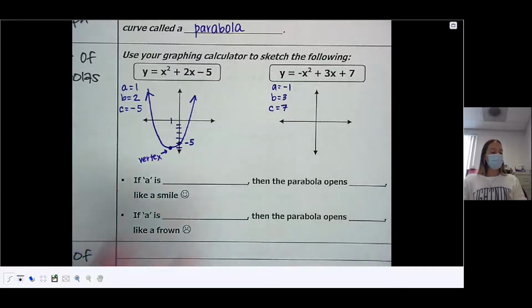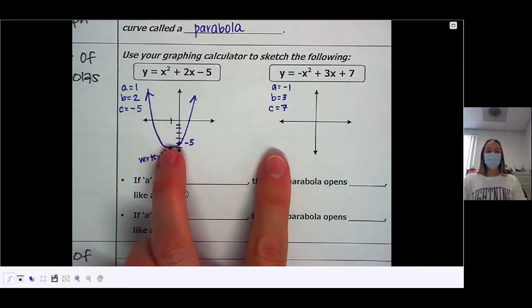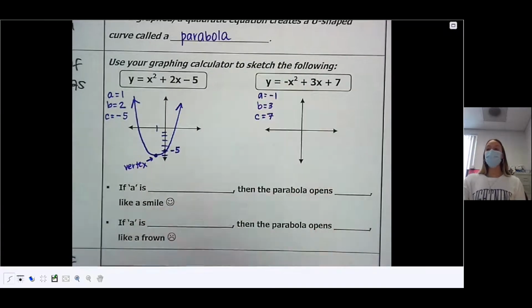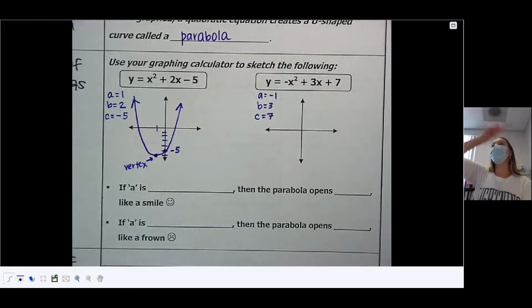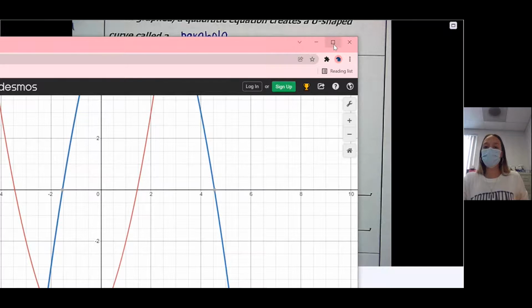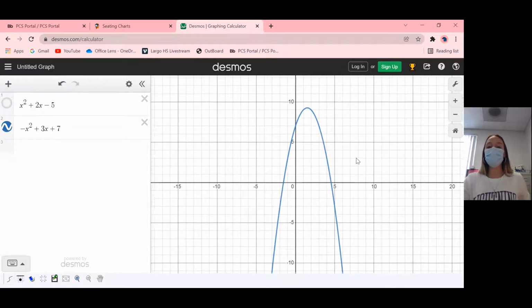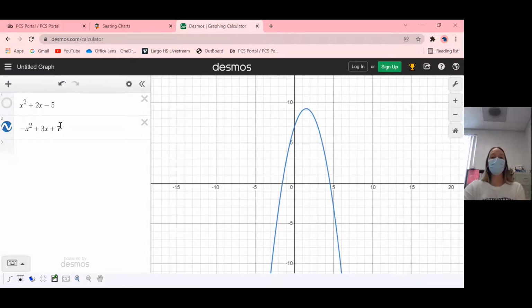Okay, now let's make a guess. What do you notice is different between these two graphs? Okay, yeah, this number in front of that x squared is negative. So if you had to make a guess, what do you think is going to happen when I graph this equation? It's going to go the other way. Exactly. It's going to get flipped. So plus 3x plus 7. Okay. So here is my second graph. It's now in the blue. Let me undo this one. Yes, it gets flipped. So where is the positive 7?